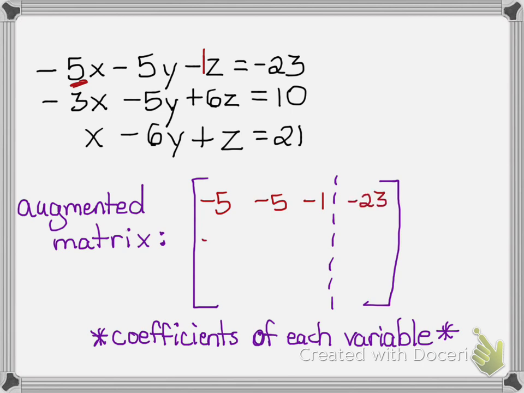And then I'll do the same thing for the next row, as well as the last row. And of course, there's a 1 in front of the x, so that's why I put a 1 right there, as well as a 1 in front of that z.